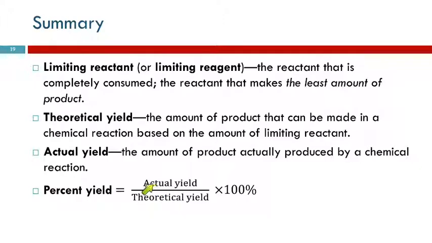If you did it perfectly, and the actual yield was the same as the theoretical yield, you'd end up with 100%. It doesn't happen, but it's a nice thing to shoot for. Any questions?